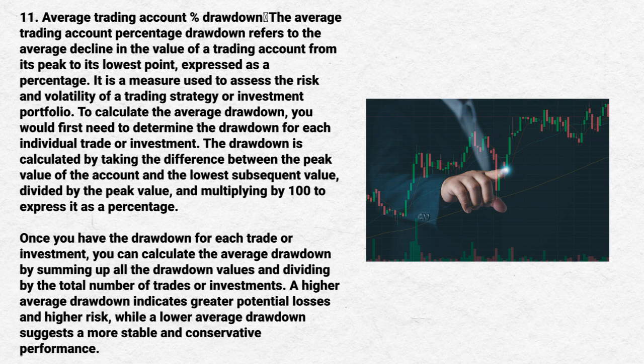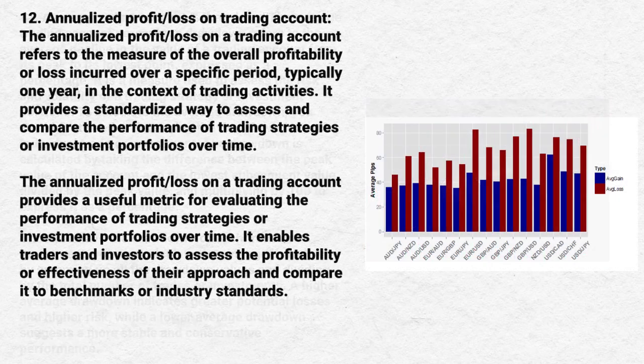Once you have the drawdown for each trade or investment, you can then calculate the average drawdown by summing up all the drawdown values and dividing by the total number of trades or investments. A higher average drawdown indicates greater potential losses and a higher risk, while a lower average drawdown suggests a more stable and conservative performance. 12.